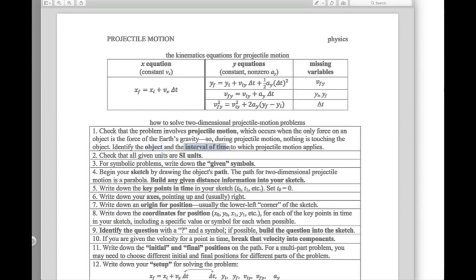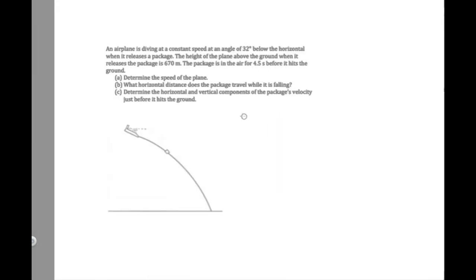And the interval of time to which the projectile motion applies is after the package is released from the plane and until it hits the ground, because that's the interval of time during which nothing is touching the package. Presumably, while the package is in the plane, it's going to feel a force from somebody holding it or from the floor of the plane. So while the package is in the plane, it doesn't experience projectile motion. The projectile motion begins when the package is released from the plane.